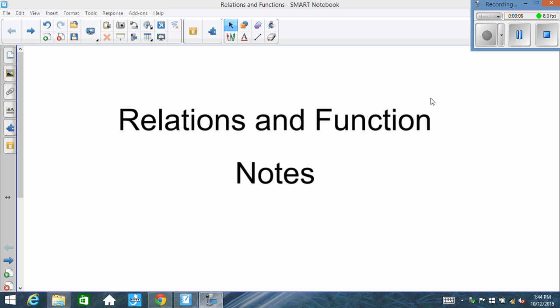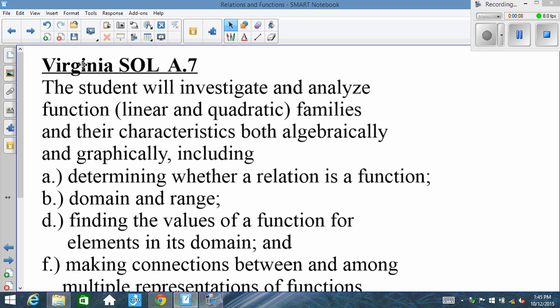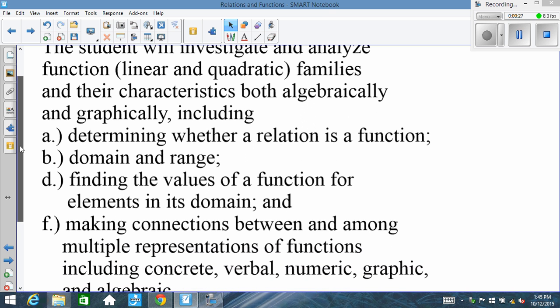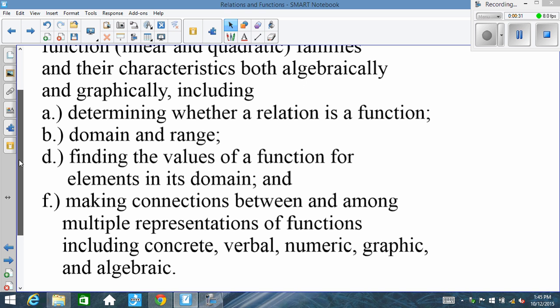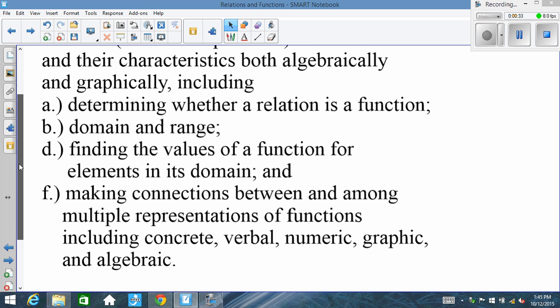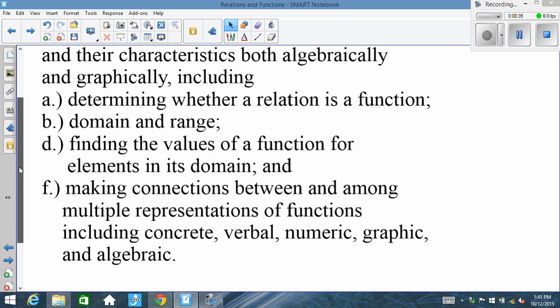Relations and functions notes. Virginia SOL A.7. The students will investigate and analyze functions, linear and quadratic families, and their characteristics both algebraically and graphically, including determining whether a relation is a function, domain and range, finding the values of a function for elements in its domain, and making connections between and among multiple representations of functions, including concrete, verbal, numeric, graphic, and algebraic.